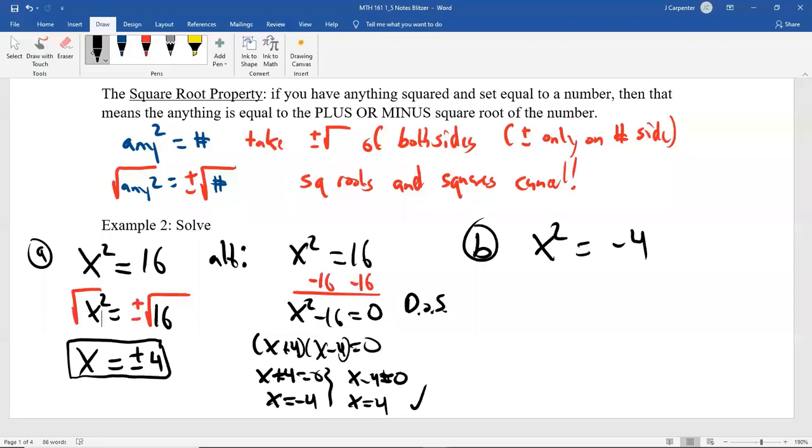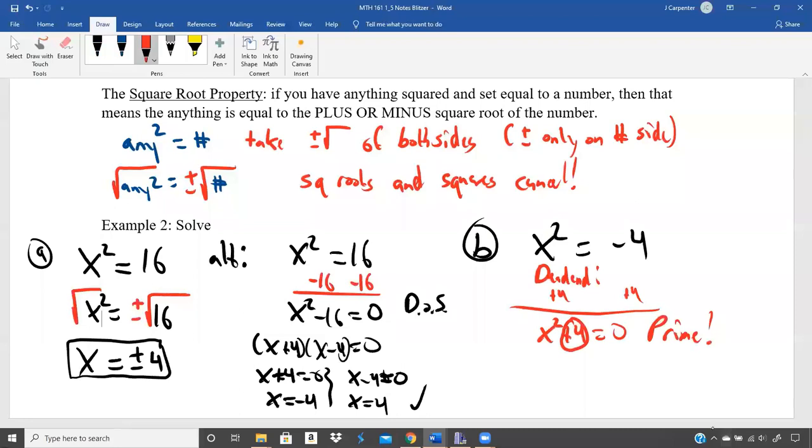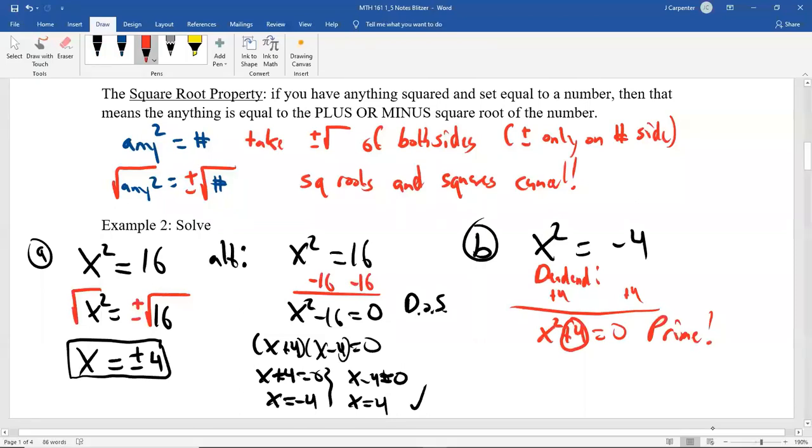X squared equals -4. I'm pulling out the red for a minute. I'm not going to say this is wrong, but this is going to be a dead end. I will erase all of this after I write it up, but if you add 4 to both sides, you'll get x squared plus 4 equals 0. And guess what? Because that's a plus, this is a sum of squares, which means it's prime. You can't factor it. So you'd say no solution, question mark? Absolutely not. What it means is the solutions are imaginary.